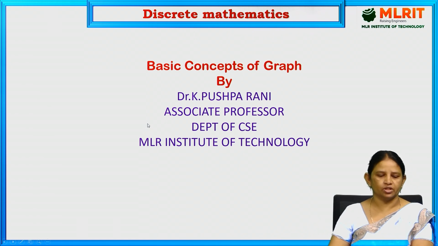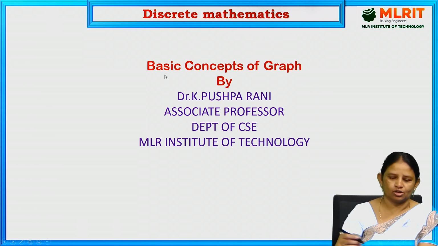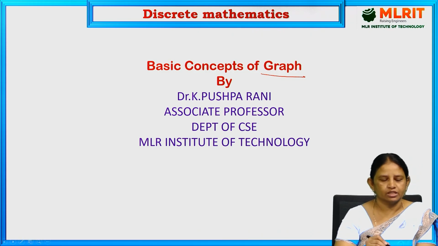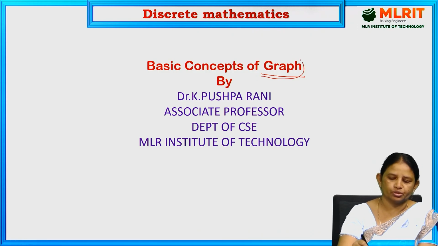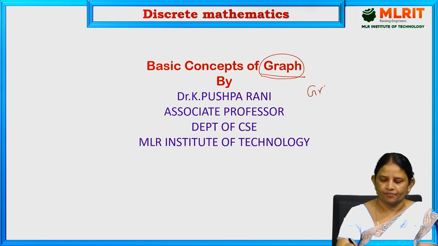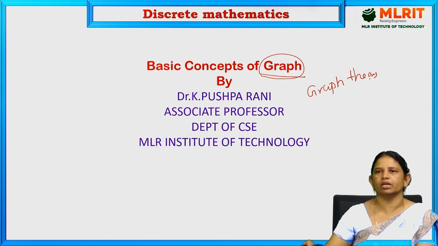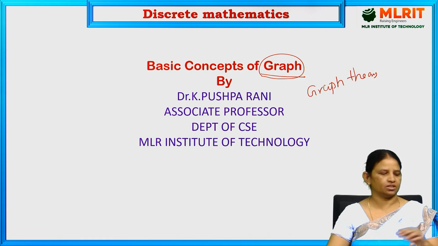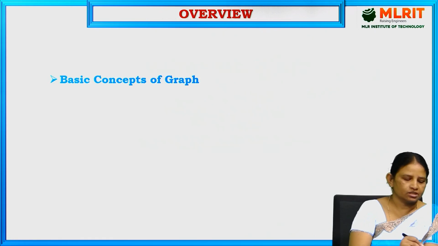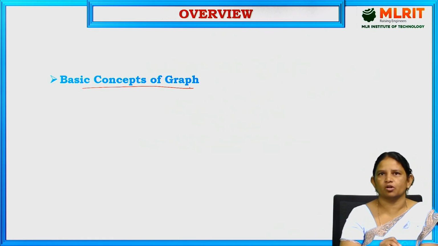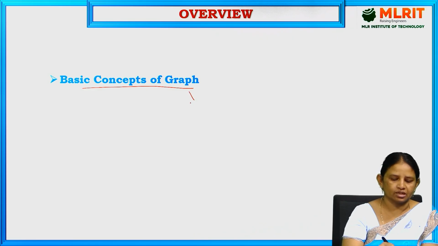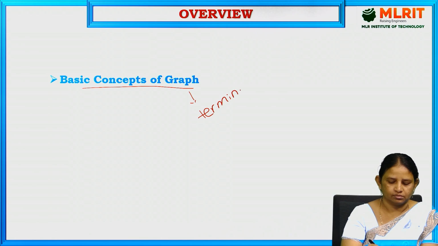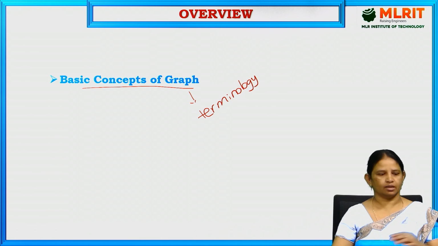So today in this video, we are going to discuss the basic concepts of graph. In discrete mathematics, the last unit is graph theory. Before going to discuss the concepts in graph theory, what are the main important terms that are used in graph theory? In this video, we are going to discuss the basic concepts of graph, and the terms that are used in graph theory, that is, graph terminology.